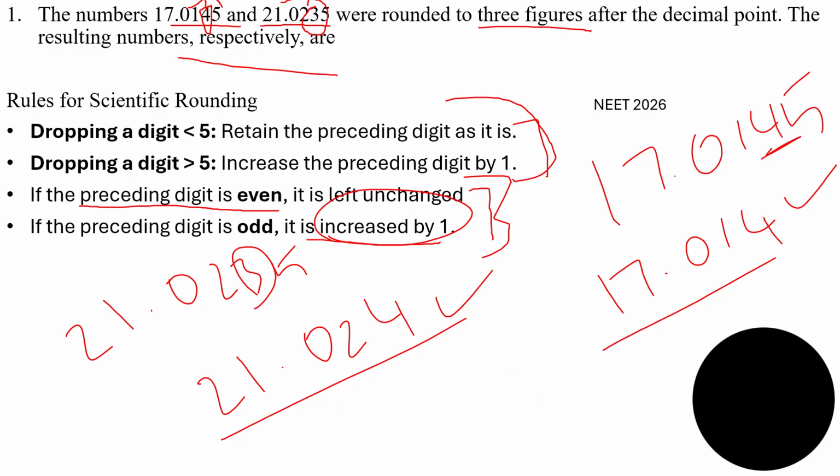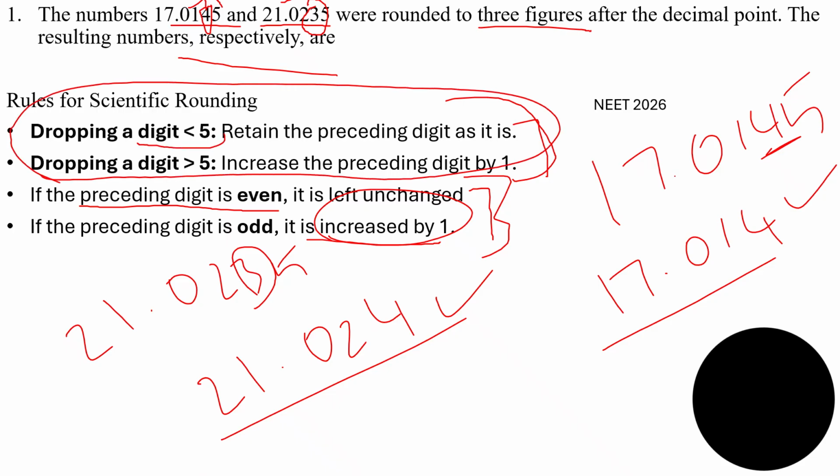If the last digit is not 5, then these two rules can be used. If the last digit is less than 5, retain the preceding digit as it is. If the last digit is greater than 5, increase the preceding digit by 1. These are the two rules for scientific rounding of decimal numbers.